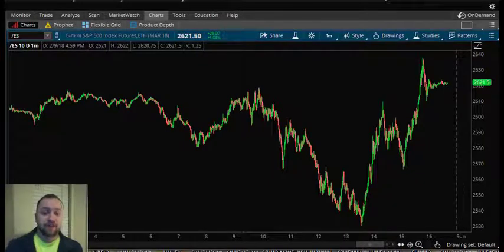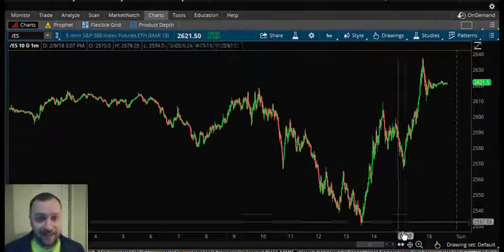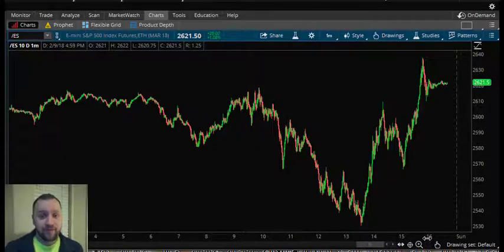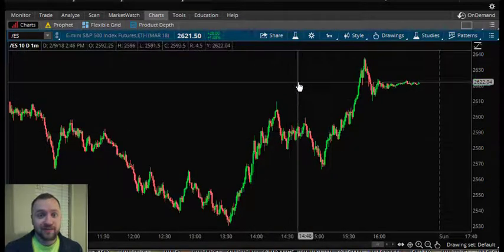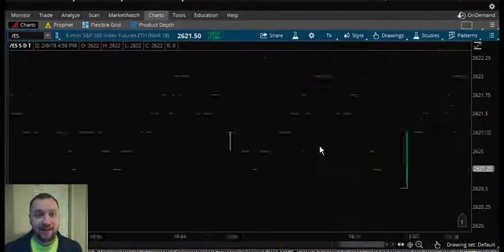Hey traders, I want to show you how to get one tick data, the tick data, on minute bars. We can finally do it, and I'm going to show you how it's done. Alright, so let's pull up a tick chart.